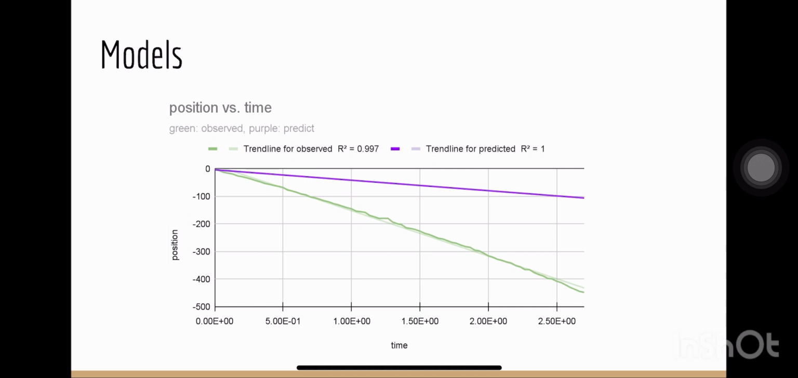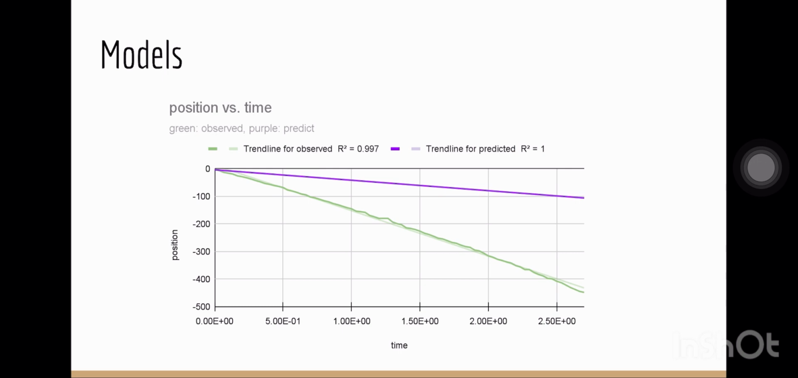The purple line represents the data I collected from GlowScript. It's the predicted negative X position of said basketball. The green line represents the data collected from Tracker. It's the observed negative X position of the basketball from the video.